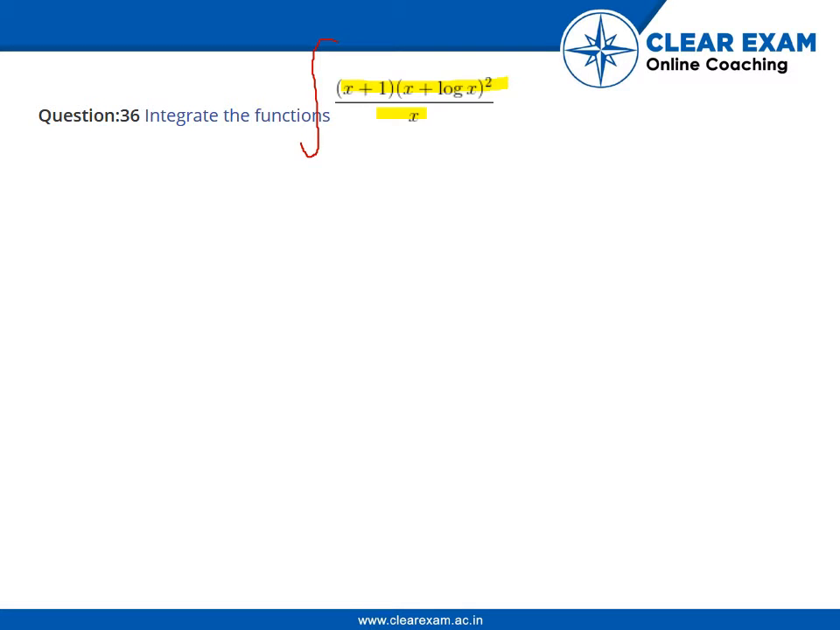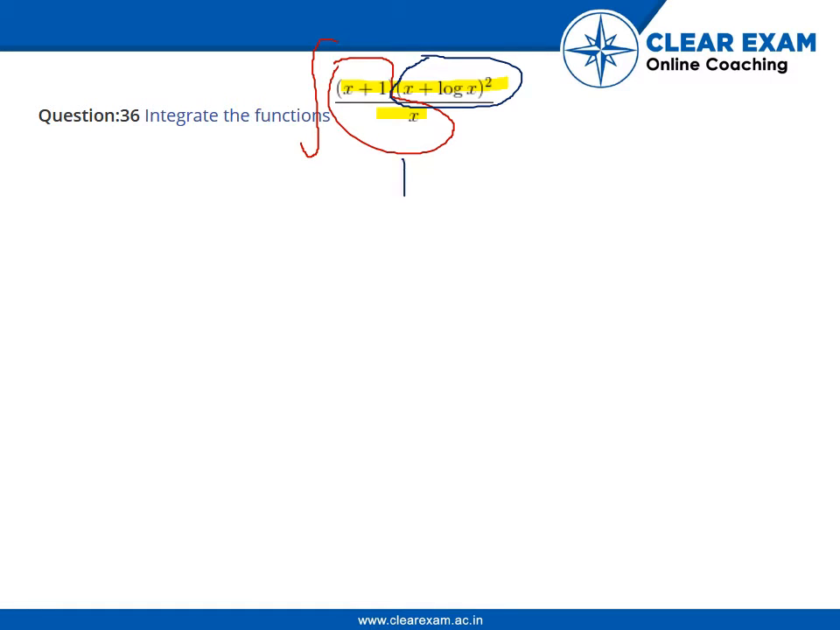I need you to observe that there is some clue hidden in this question. If we take this part as 1 and simplify it, then the remaining part, if we differentiate it, we get the exact differential as the first part. Let me show it with the help of some markings.